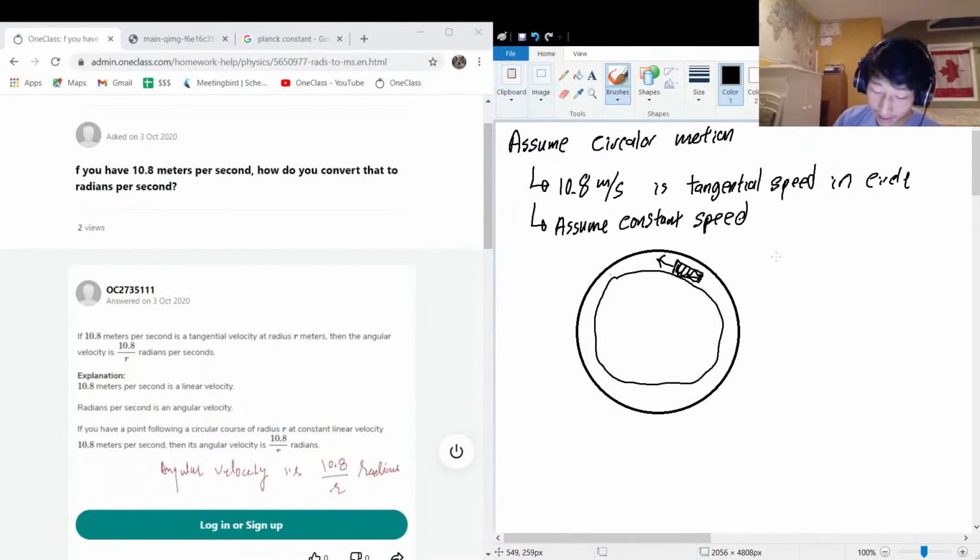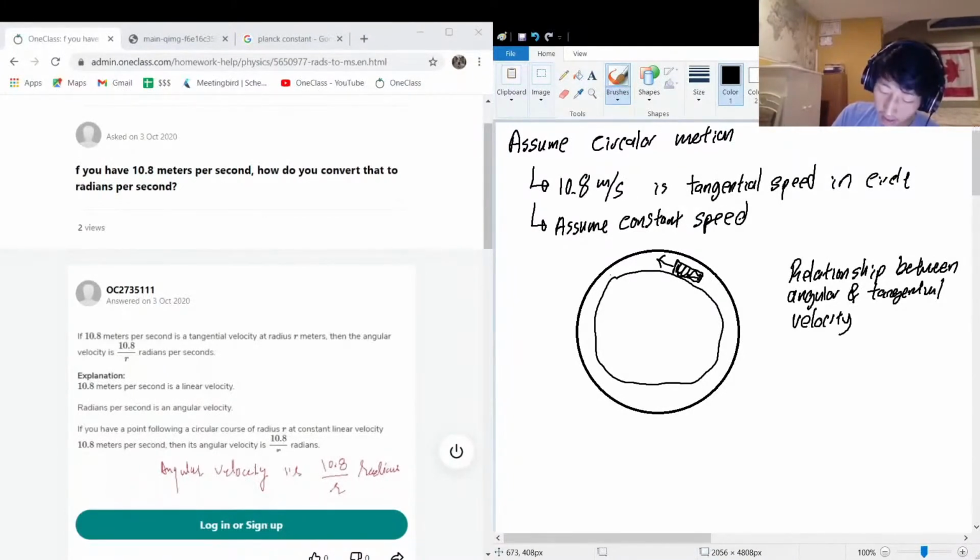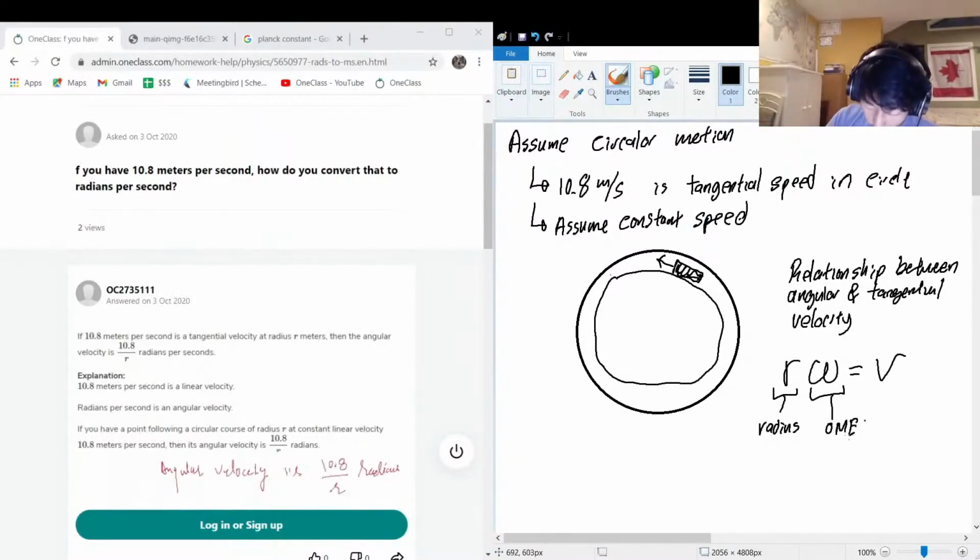Okay, so the equation that we like to use here to relate the relationship between angular and tangential velocity is this: R omega equals V. This is the radius. This is angular velocity. It's not a W, it's omega. That is very important. If you call that a W, you take the L. That's not a W, that's omega. This is the angular velocity. And this is linear velocity or tangential speed, tangential velocity.